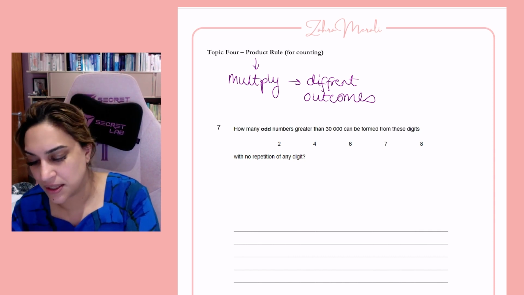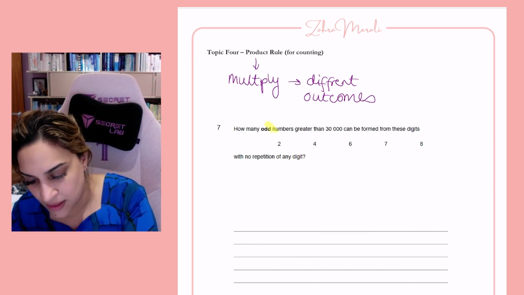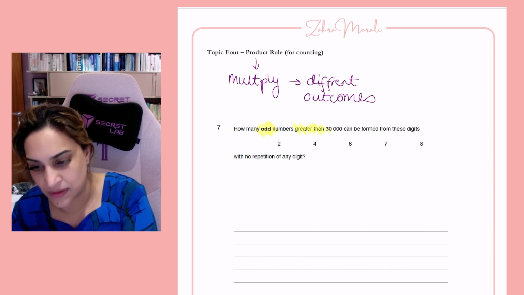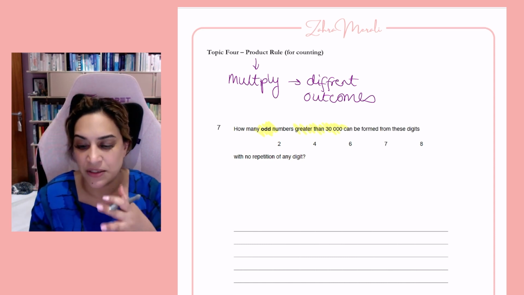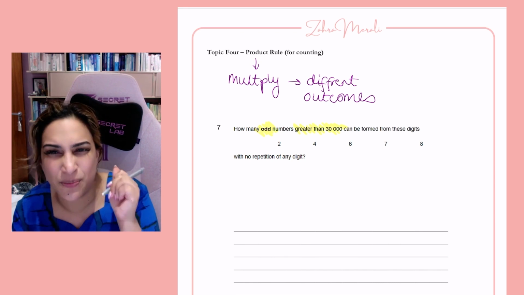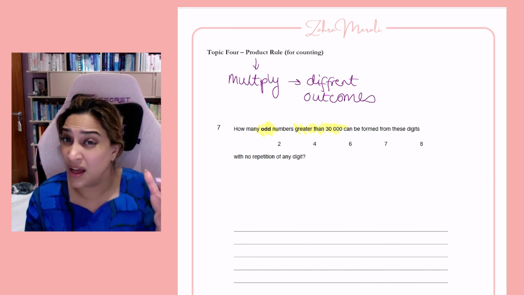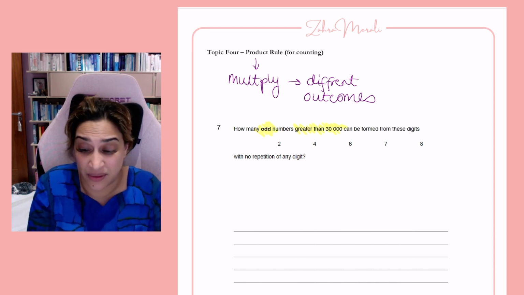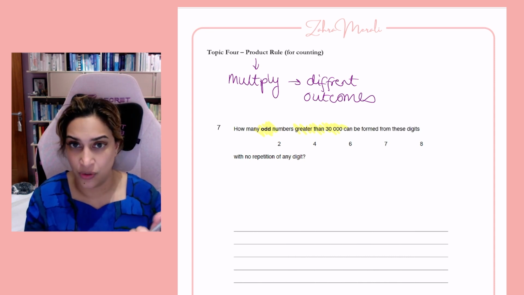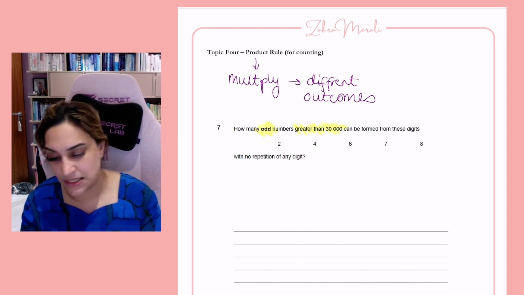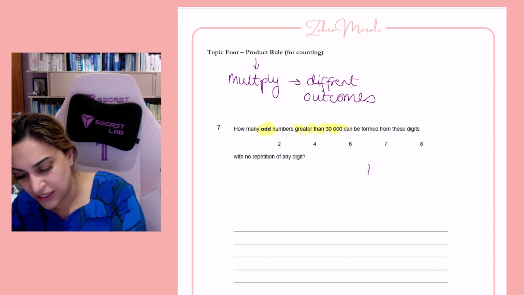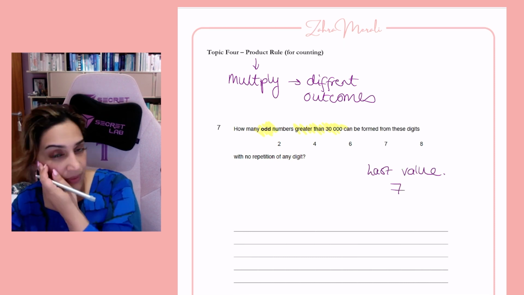Our first question asks us how many odd numbers are greater than 30,000. So those are our important bits of information. We want it to be an odd number. An odd number can't end in an even number. So that rules out 2, rules out 4, rules out 6, and rules out 8. So our last value, the only possibility is 7.